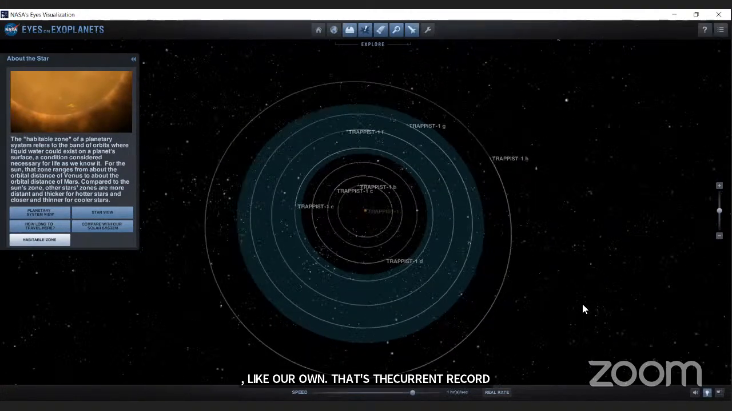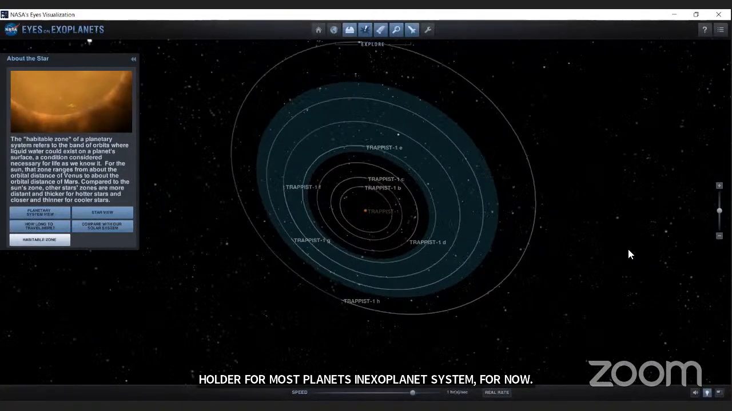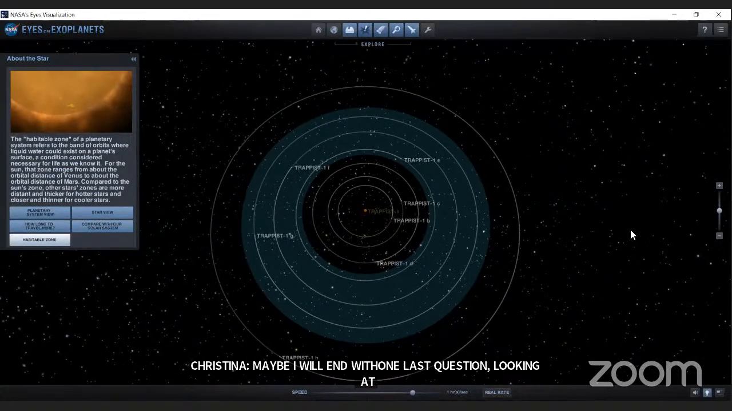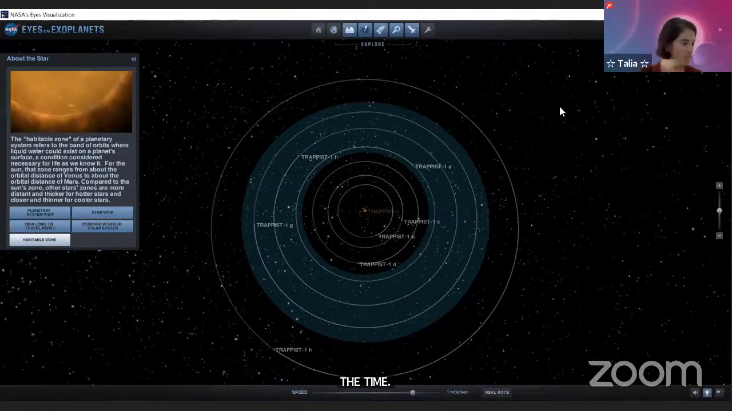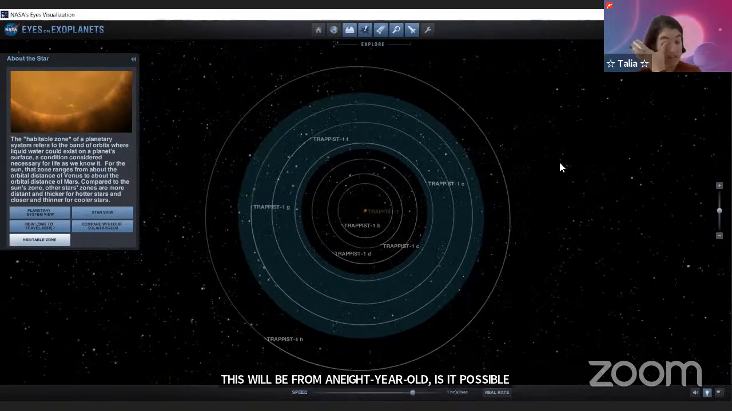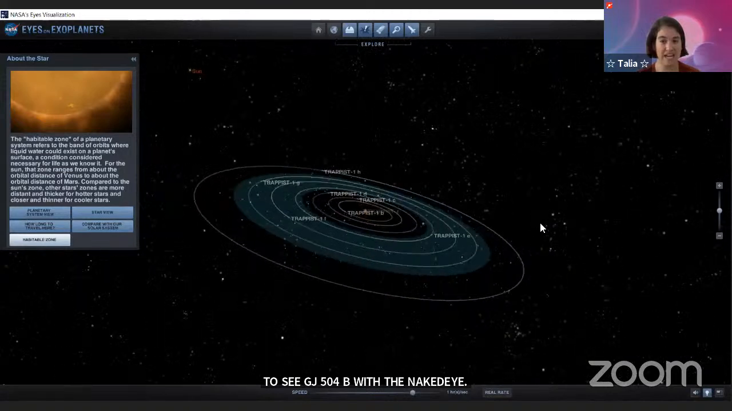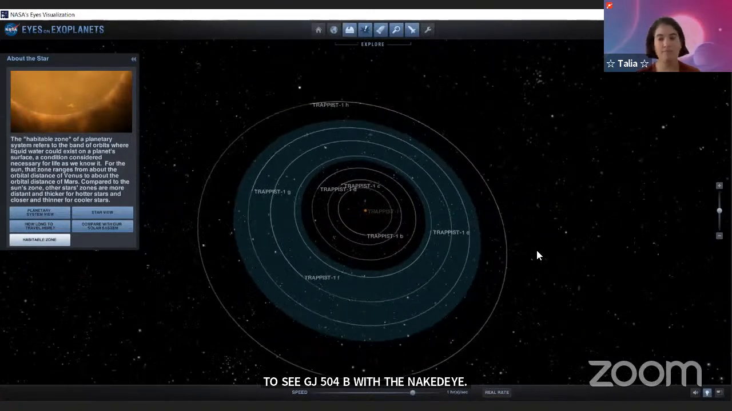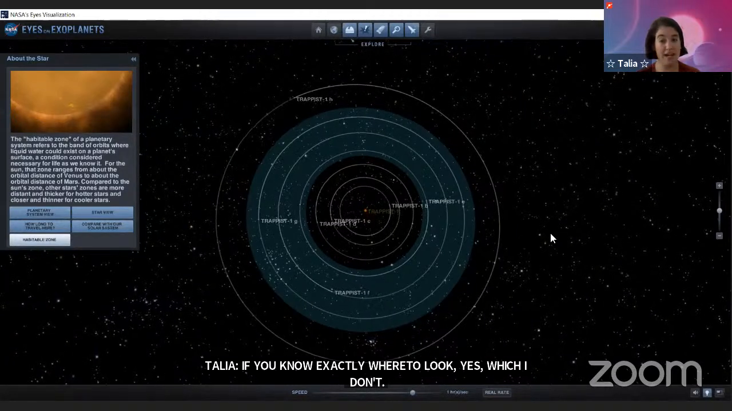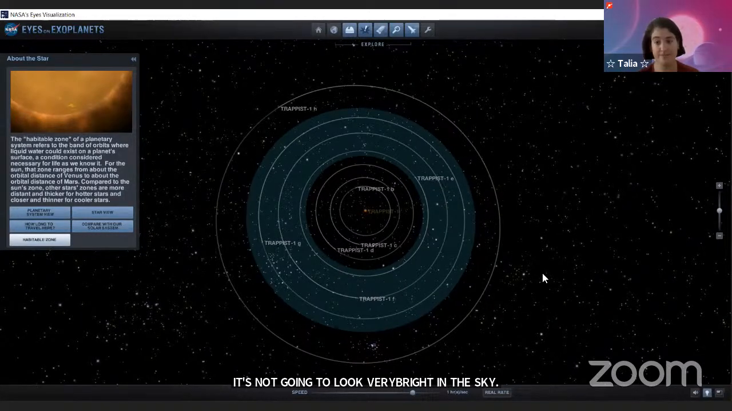Awesome. And maybe I'll end with one last question since I'm just looking at the time here. And this will be from Hinata, age 8, who would like to know, is it possible to see GJ504b with the naked eye? Yeah, if you know exactly where to look, yes, which I don't. That one is a fairly bright star, relatively close. It's not going to look very bright in the sky. It is probable that if you had a nice dark site, you would be able to see it with your eyes, but I don't know enough about its location to tell you how to do that. And you would only see the star, you would not see the planet.